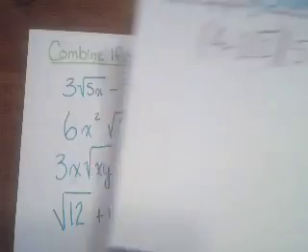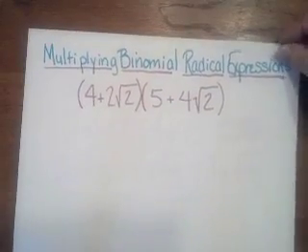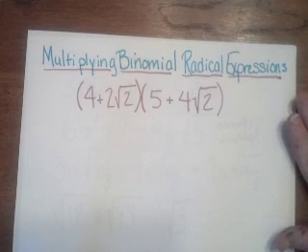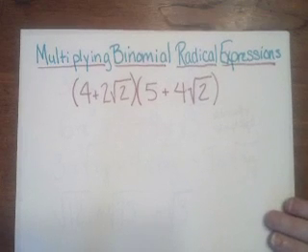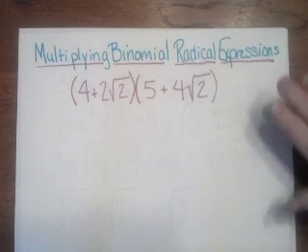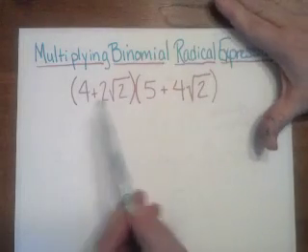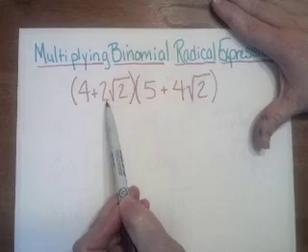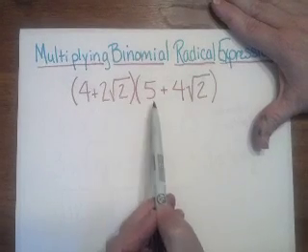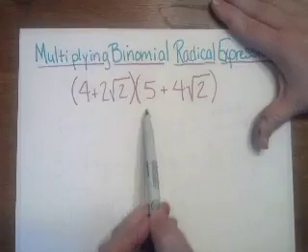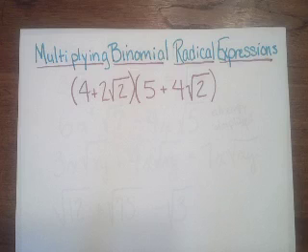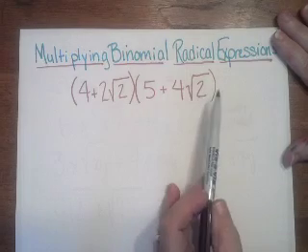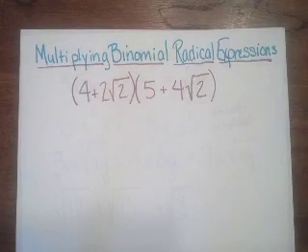Now that we're able to do the adding and subtracting, we can multiply binomials that have radicals in them. Remember, a binomial is an expression of 2 monomials. So in this case, one binomial is 4 plus 2 times the square root of 2. And the other binomial is 5 plus 4 times the square root of 2. And this should look like something you've done before, except usually you've had x's or y's or some other variable here. Well, it doesn't really matter.